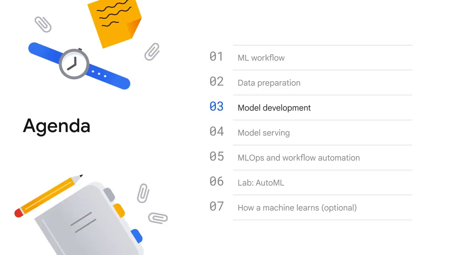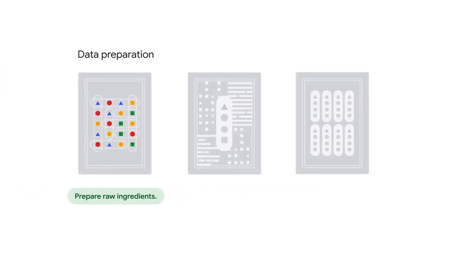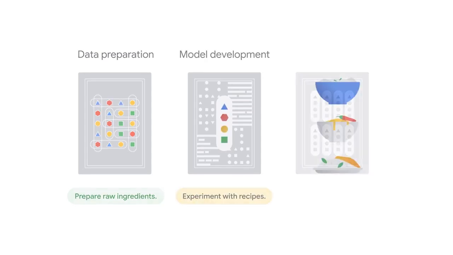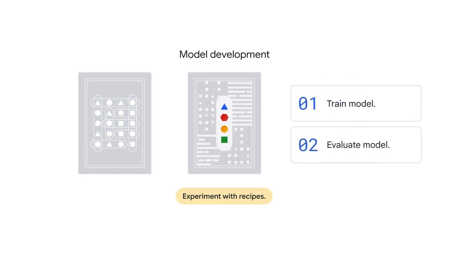Let's advance to the second stage, model development, where you train the model and evaluate the result. Now that our data is ready, which, if you return to the cooking analogy, is the ingredients, it's time to train the model. This is like experimenting with the recipes. This stage involves two steps: model training, which is like cooking the recipe, and model evaluation, which is like testing how good the meal is. This process might be iterative.